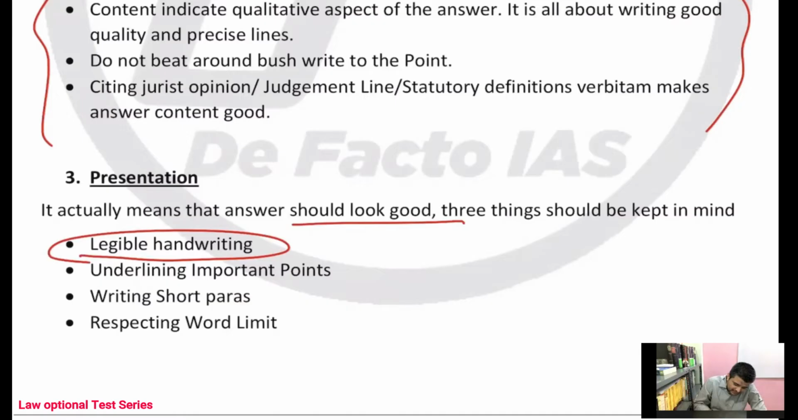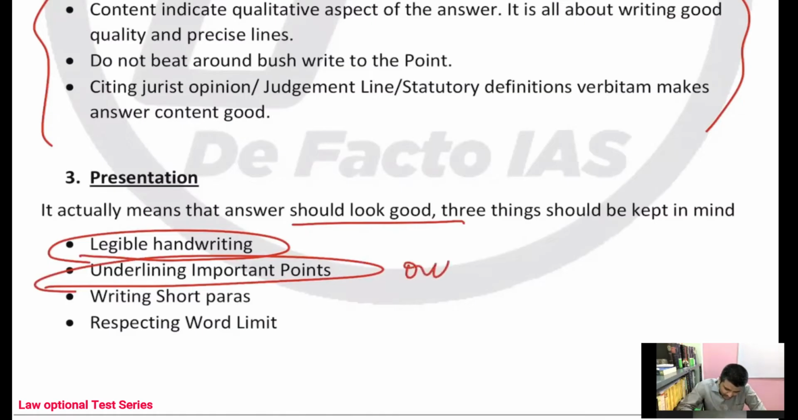Similarly, underlining the important points is part of the structure also. Here also, underline the good points. But do not overdo it. Underlining each and every portion, each and every line, is a stupid thing. Do not do it. Only the major things. And do not use multiple pens. One pen is more than sufficient, because multiple pens take a lot of time.